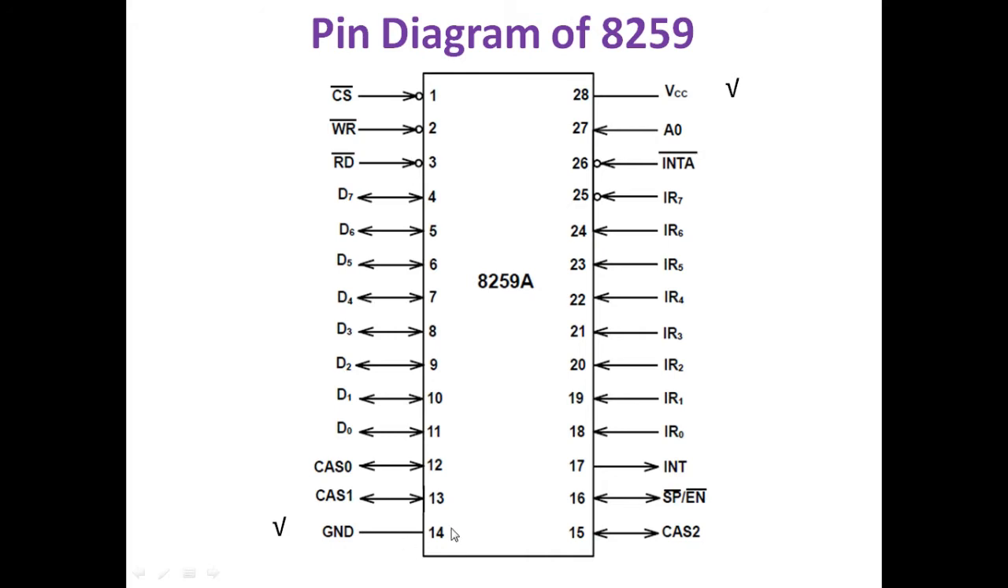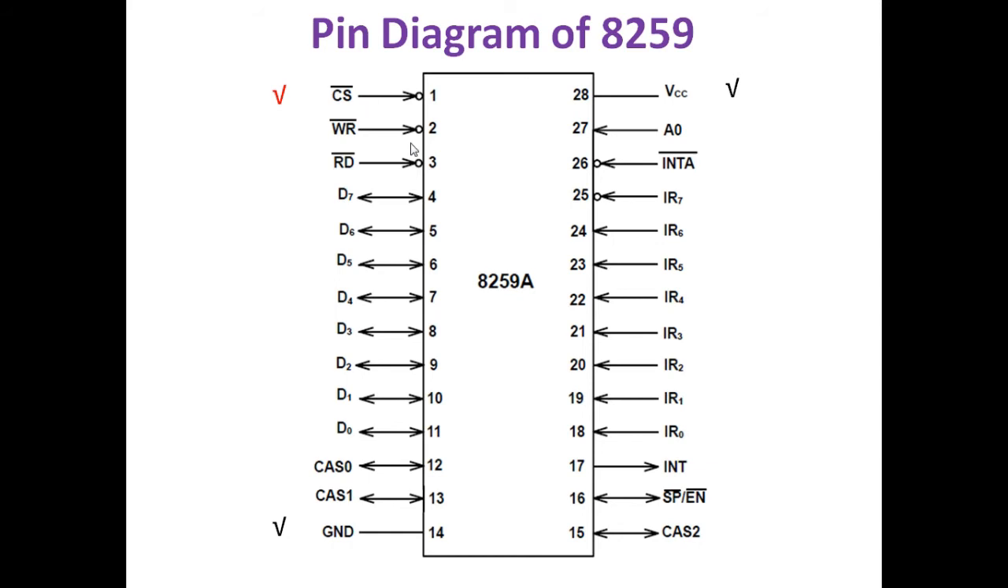Okay, next pins are CS bar. So first CS bar is nothing but chip select bar. So this is input pin which is active low, and to enable the 8259's RD bar and WR bar pins, we require to apply logic 0 on this pin.